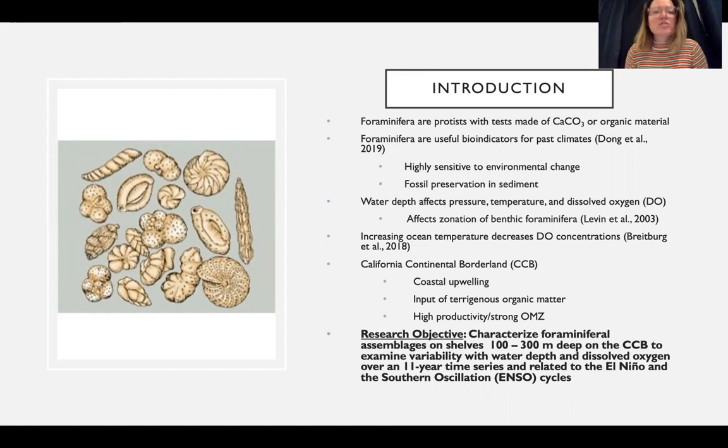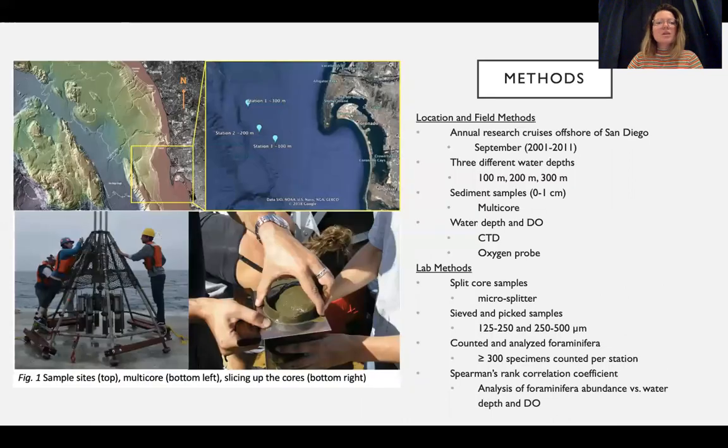And so my research really wants to characterize the foraminiferal assemblages on these shallow shelves on the CCB and examine their variability compared to water depth and dissolved oxygen over time, and maybe even see if there are changes related to ENSO. Some of the methods: the research is done on the CCB with annual research cruises deployed in the summer between 2001 to 2011 to 3 various stations, 100, 200, and 300 meters depth.